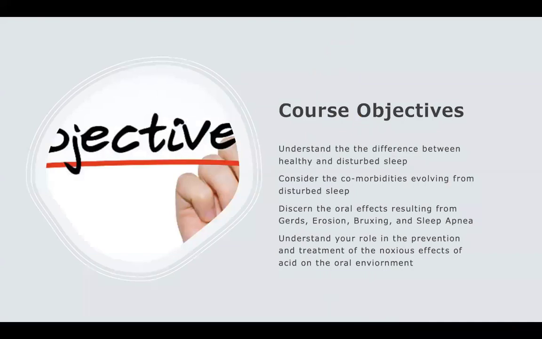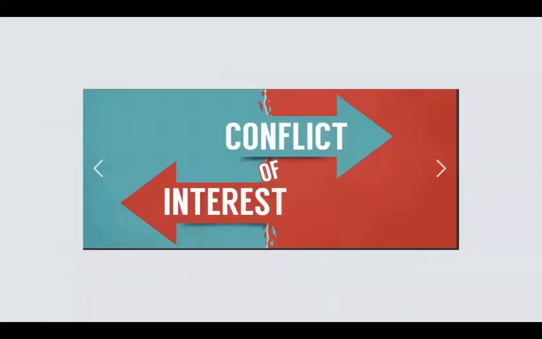Here are some of the course objectives. Understand the difference between healthy and disturbed sleep. We'll give you some background in that. Consider some comorbidities evolving from disturbed sleep. What do we see in the mouth? Discern these oral effects that result from GERD, erosion, bruxing, and sleep apnea, and then understand the role in the prevention and treatment of these noxious effects of the acid that a lot of this brings up into the oral environment. I know there's a lot there, but we will try to get through it as best we can.